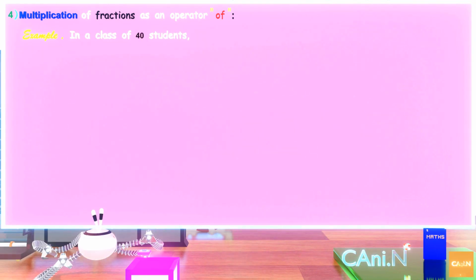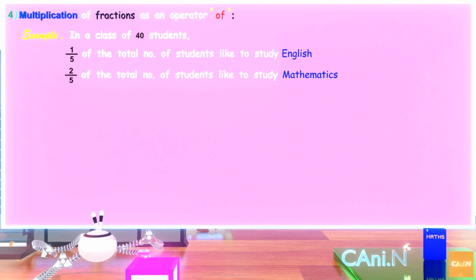Example. In a class of 40 students, 1/5 of the total number of students like to study English. 2/5 of the total number of students like to study mathematics.